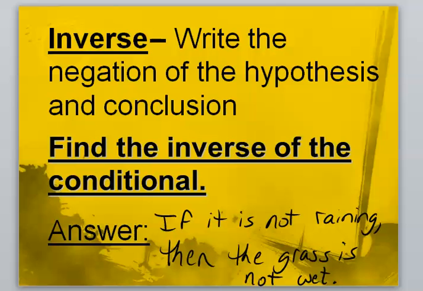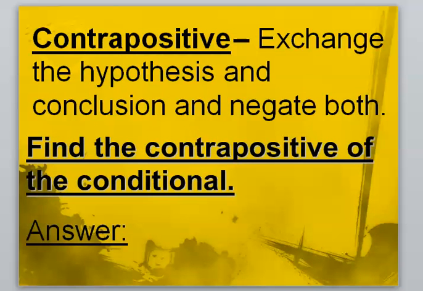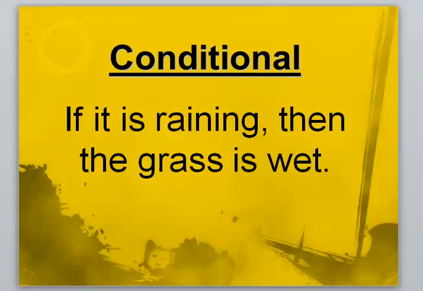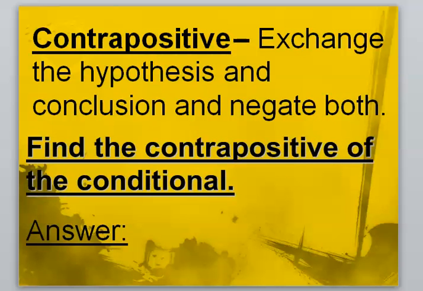That's the inverse. The third sentence we're going to form using our conditional statement, if it is raining, then the grass is wet, is called a contrapositive. The contrapositive, the largest word of the three we're going to discuss, does both. Biggest word does the most. You're going to do both things. You're going to take your original sentence, exchange the hypothesis and the conclusion, and negate both.